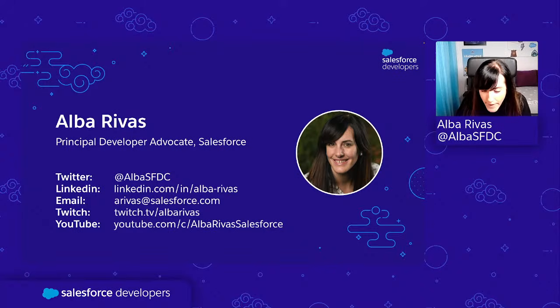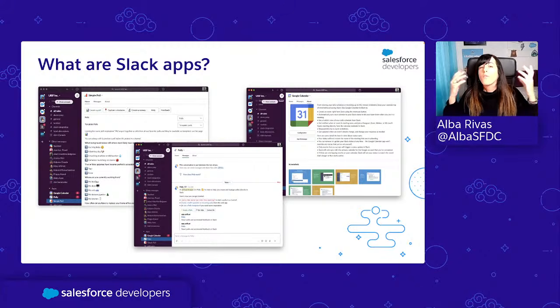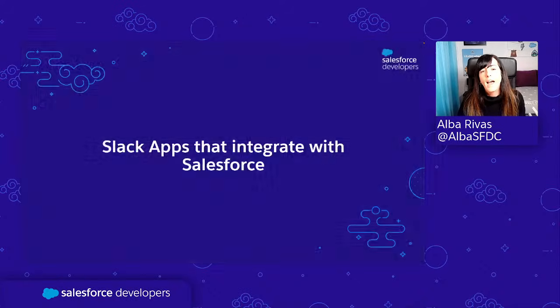So first of all, Slack apps. I'm sure you know what Slack apps are. On top of that great functionality that Slack has natively, developers can extend Slack by creating custom Slack apps. There are Slack apps for Google Drive, for GitHub, and for many other vendors, right? And what happens with the Slack apps that integrate with Salesforce? What happens if I want to create a custom Slack app that integrates with Salesforce?